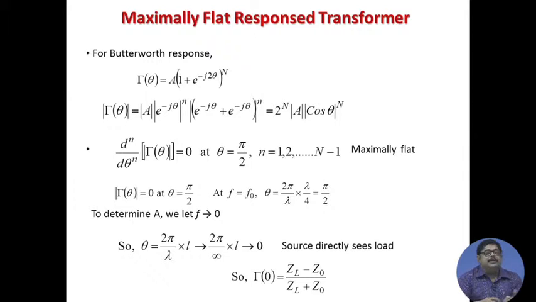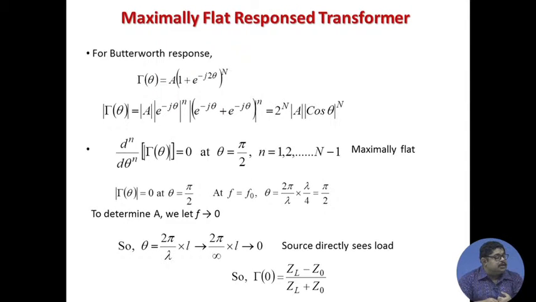So, maximally flat response, this is well known, this is the Butterworth response. The Butterworth response is given like this: the overall reflection coefficient gamma of theta is a constant A into, you know that the poles of the Butterworth functions are on an equal circle. So, in a complex plane they can be written like 1 plus e to the power minus j 2 theta, and if you have nth order, then it is raised to the power n. Nth order Butterworth we are assuming.